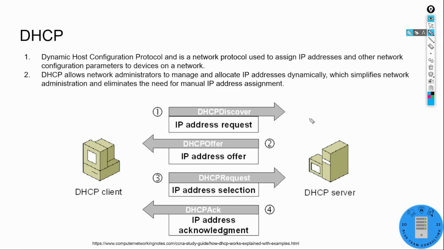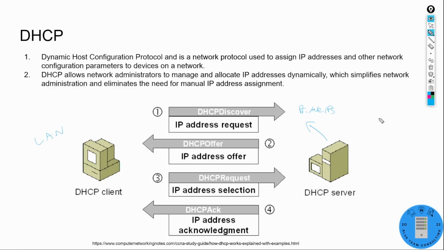So, as we talked about, we have our private IP ranges here, and it is the responsibility of the DHCP server to lease out our private IPs to all of the clients within our LAN or our network.